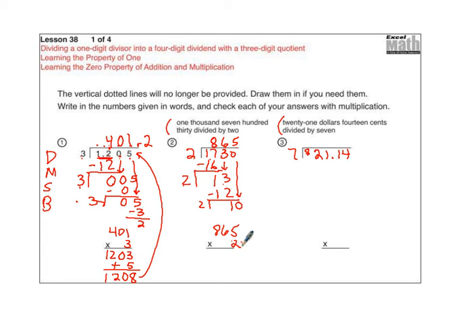And then I'm going to multiply that times 2. 5 times 2 is 10. 6 times 2 is 12 plus 1 is 13. 8 times 2 is 16 plus 1 is 17. 1730, 1730. Looking good. 7 goes into 21 3 times.